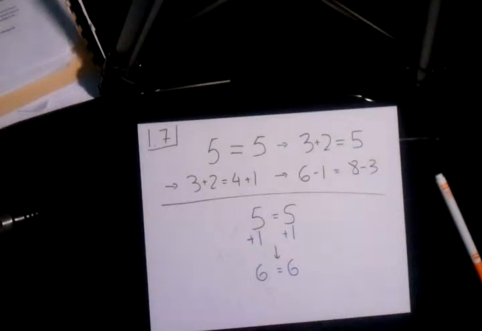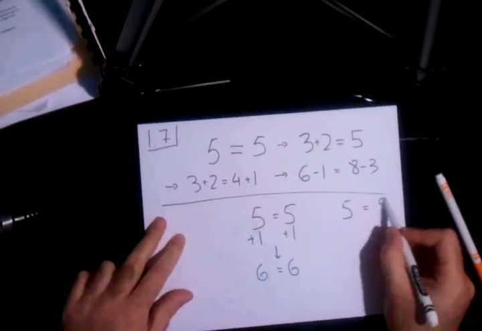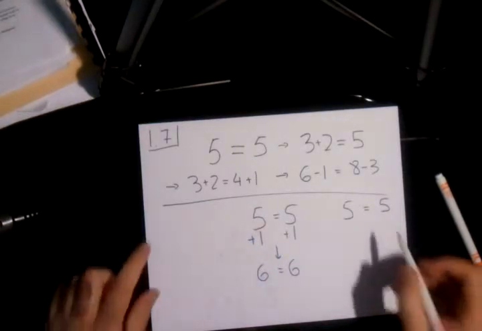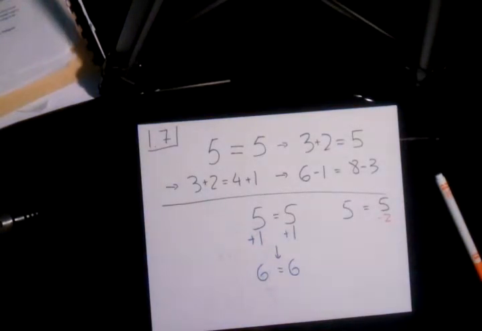Now let's look at a different example. Let's say I have my same 5s. 5 equals 5. And let's say I went ahead and subtracted 2 from this side. Is it balanced? No, it's no longer balanced. Now the left side is larger than the right side. The right side is technically a 3, the left side is a 5.